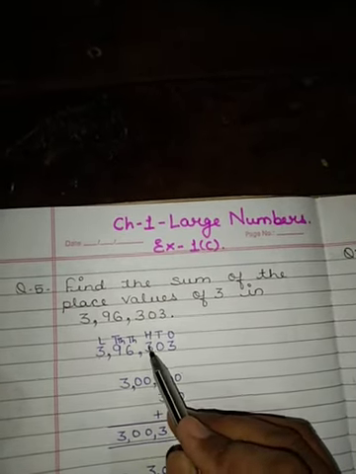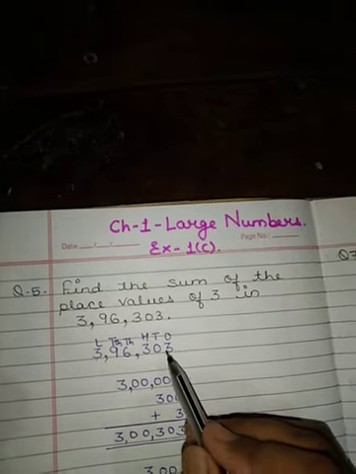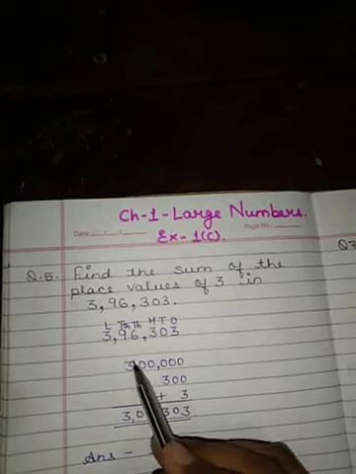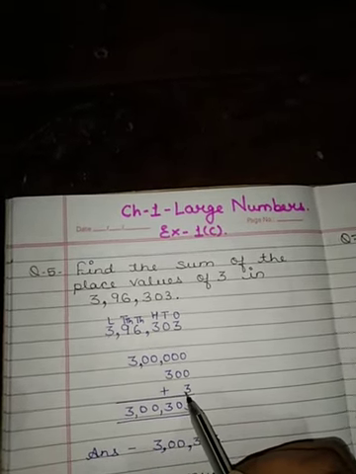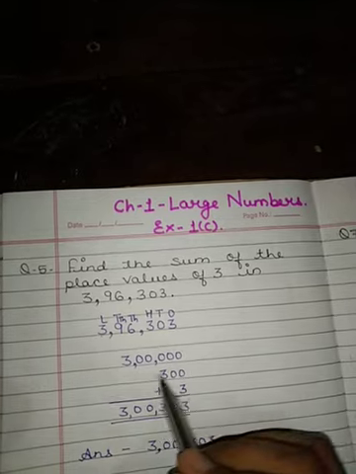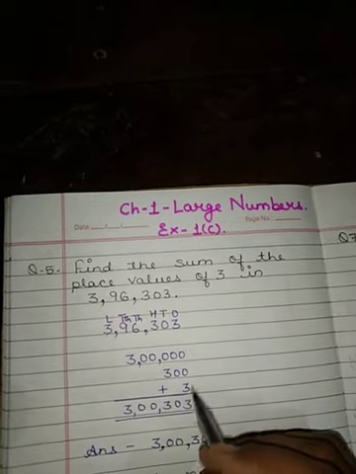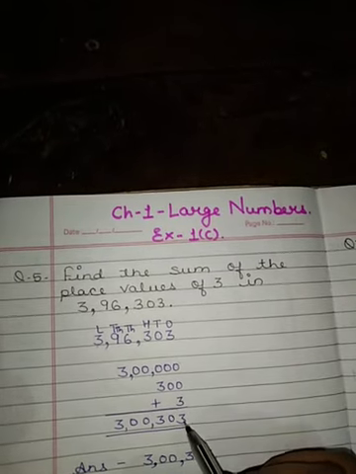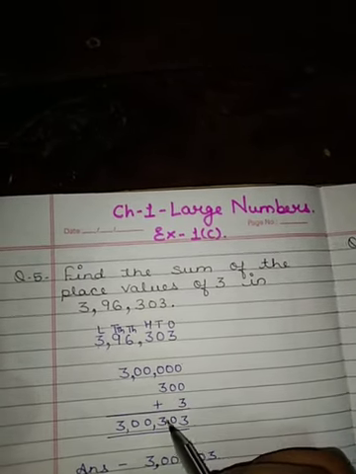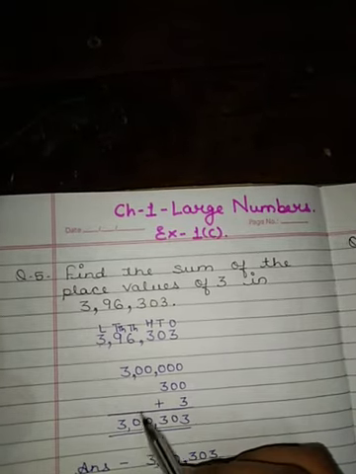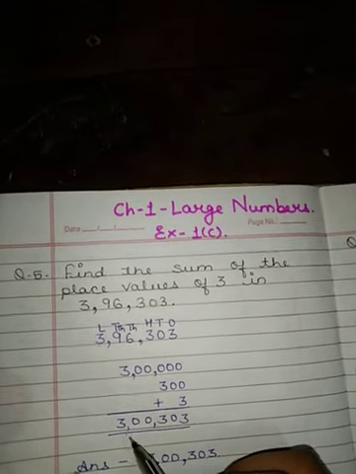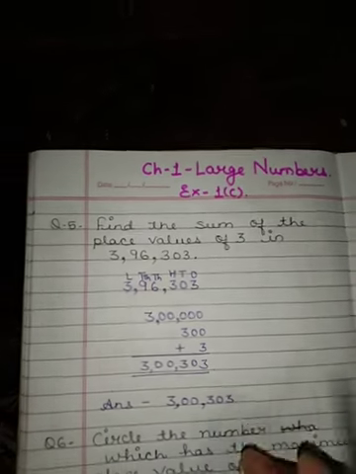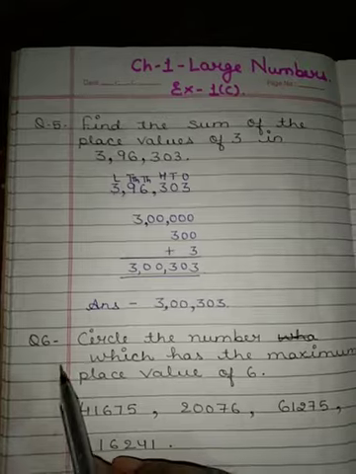After that, the second number is hundreds, so 300. Then last is ones, so 3. We will write here 3 lakh, 300 and 3, and we will arrange the numbers from the left side of the sum. Now, we will add it. 0, 0, 3 will come 3; 0, 0, 0 is 0, 0; 3 lakh. So, what will be the answer? 3,03,303. Clear?